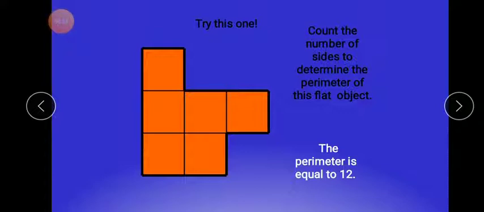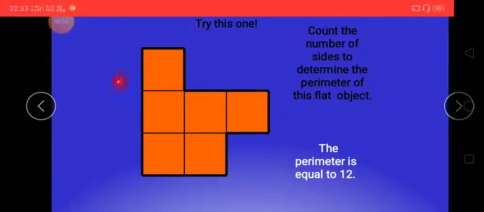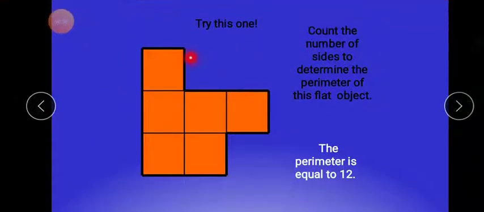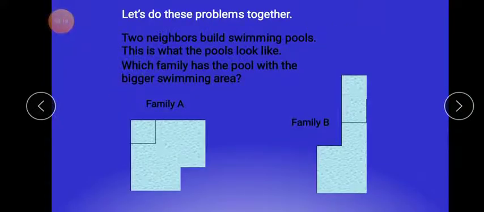Let us try one more question. Find the perimeter of this shape. So let us start from here. 1, 2, 3, 4, 5, 6, 7, 8, 9, 10, 11, 12. So the perimeter of this shape is 12. Okay, let's try one more problem. Let's do these problems together.